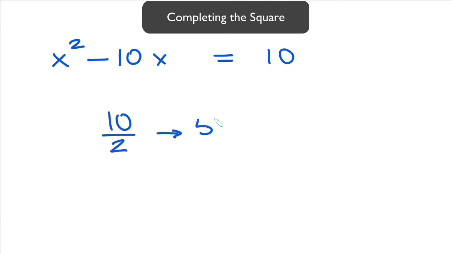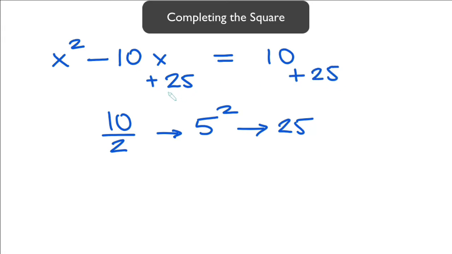And this is a very important number. We're going to use this a lot. And then you square this. You square this to get 25. Now this 25 you're going to add over here. So you get x squared minus 10x plus 25, but you also need to add it over here because you need to add equal values to both sides of the equation.